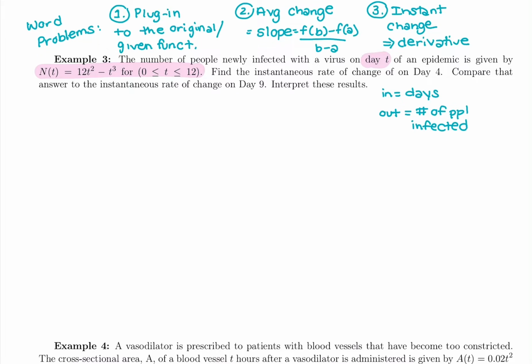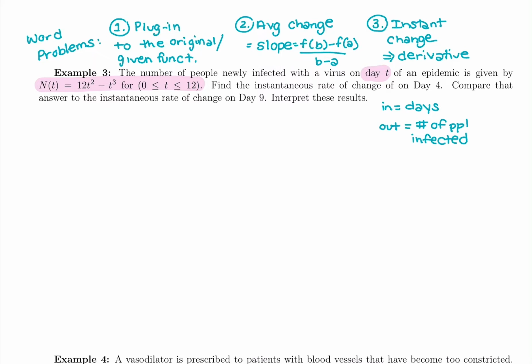It says find the instantaneous rate of change on day 4 and compare that answer to the instantaneous rate of change on day 9. So if we just plug into the original function, we're not asked about any sort of change, that would tell us the number of people getting sick. But it doesn't ask that. It says find the instantaneous rate of change given the certain day. So we're going to take the derivative of the function to find how fast the people being infected is changing.